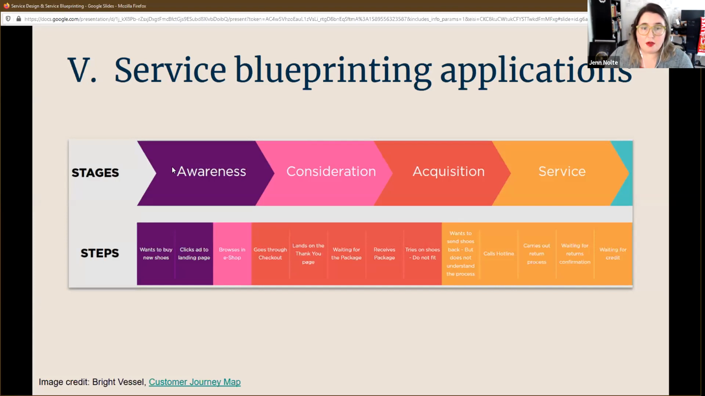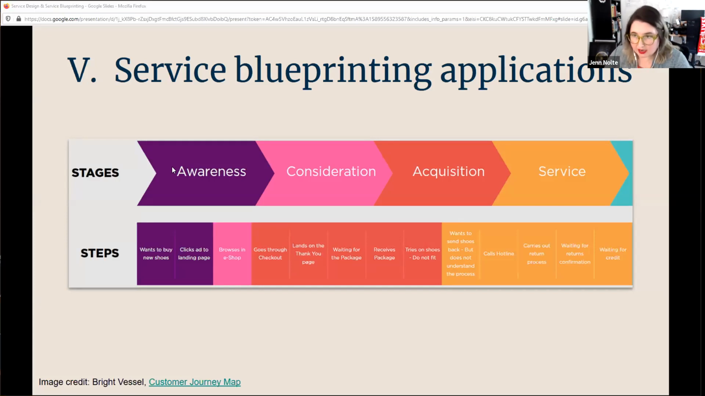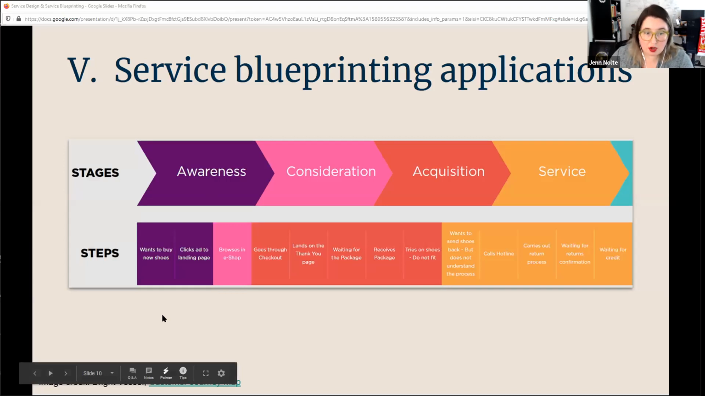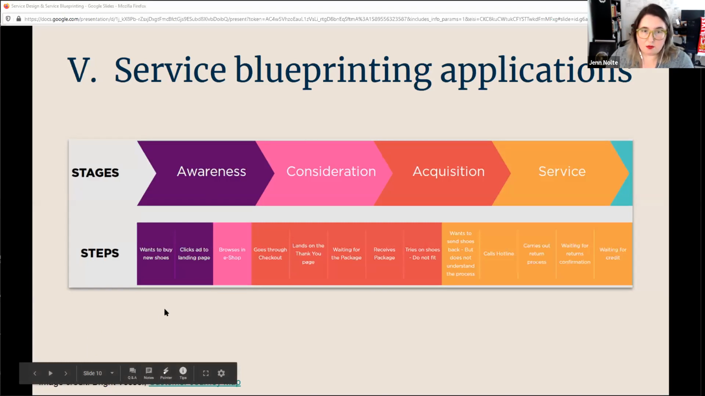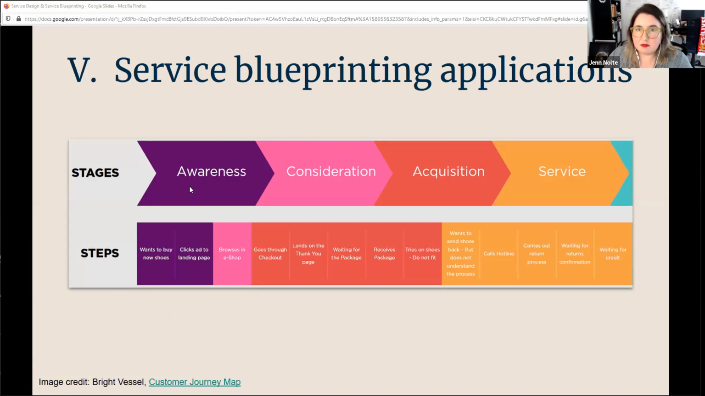So, service blueprinting in practice. We saw in the Nielsen-Norman Group illustration the customer journey, those blue arrows. And here we've got this arrow concept again. This is from a customer journey map, which is not a service blueprint, from a company called Bright Vessel. The customer journey map is the same kind of concept as a service blueprint, where it's outlining the different steps in a process from the customer's point of view.